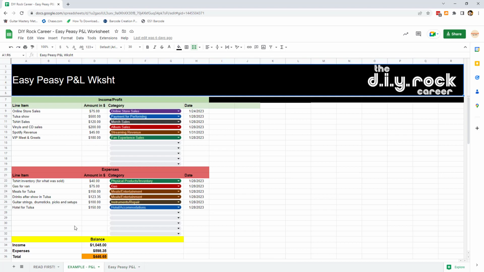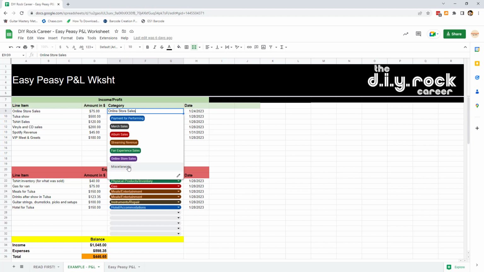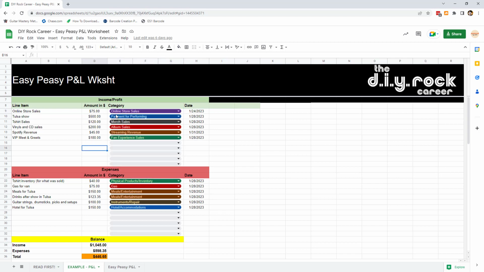But if you're looking at the example, you would say, okay, so we had online store sales of $75. So you could click that and you can see a drop-down menu here. It gives you other things that you can put in. If you have anything else that doesn't fit one of these categories, or you have recurring things that fit in another category, you can edit it and add your own, or you can put it under miscellaneous. But for example, you got $75 in your store sales on January 24th, right?